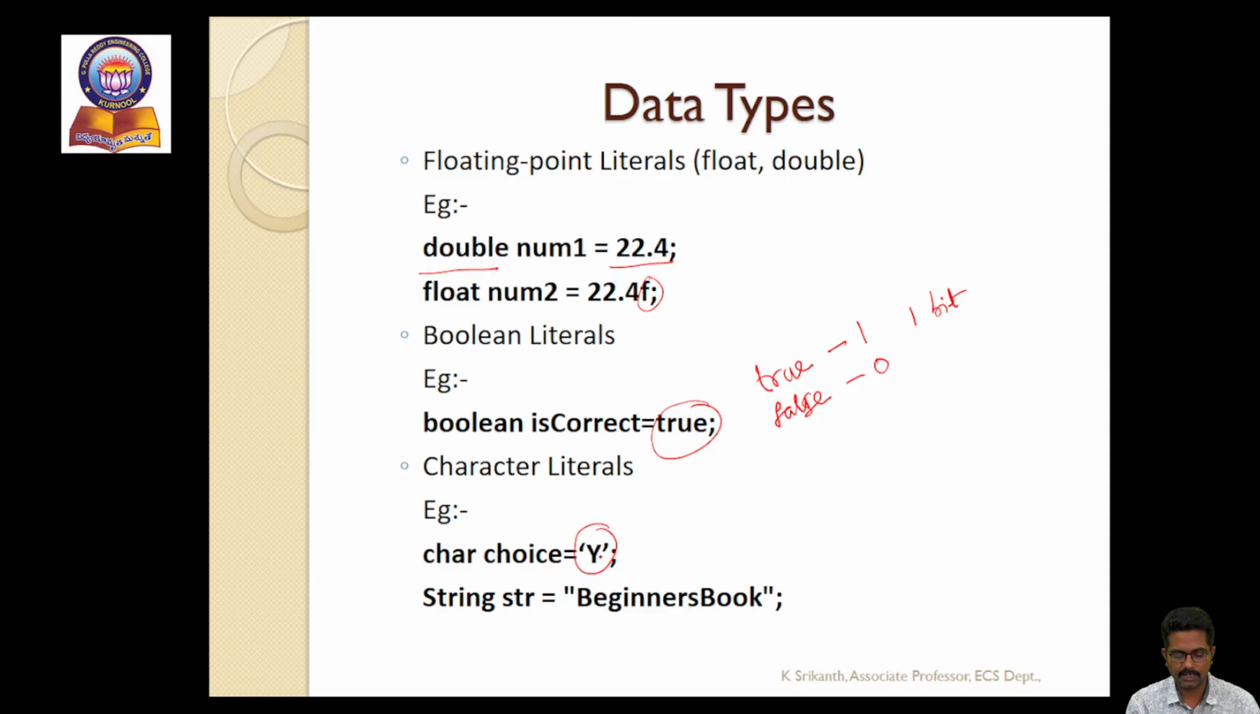So to work with characters, we need to place single quotes for the character values. And for strings, a set of characters, sequence of characters, or collection of characters, we need to go with double quotes. And string is a non-primitive data type, which is a reference data type. Right? So this is a reference variable, which can store the address of the input string, that is beginner's book.